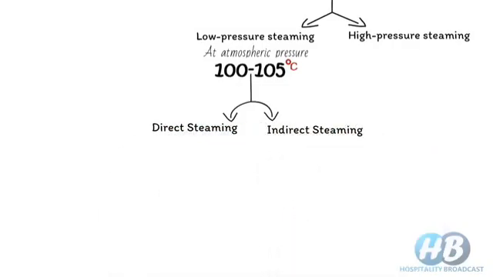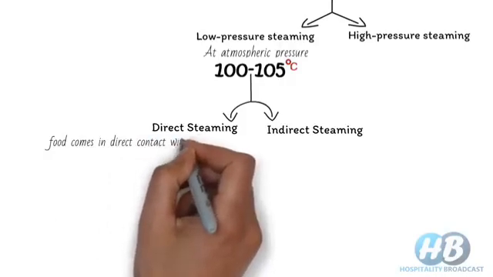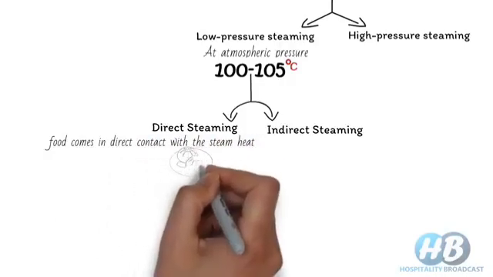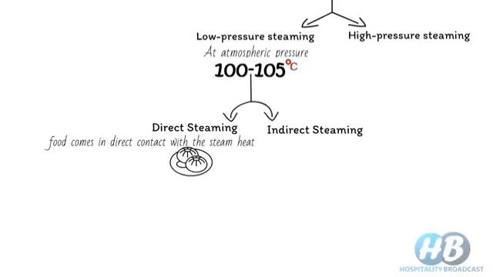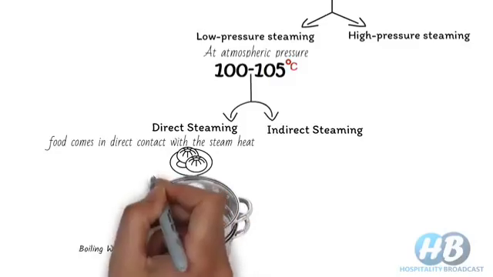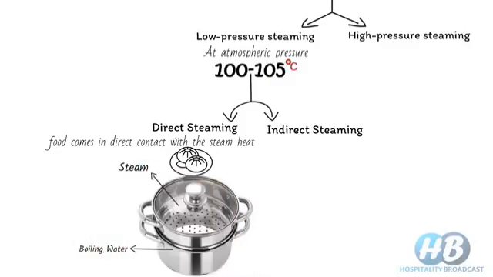Direct steaming. Here, the food is in direct contact with the steam heat. Usually, we prepare rice cake, idli, dumpling, momos by this direct steam. For example, this is a steamer. In the below portion, we have boiling water, and in the upper compartment, we place our momos in direct contact with steam.